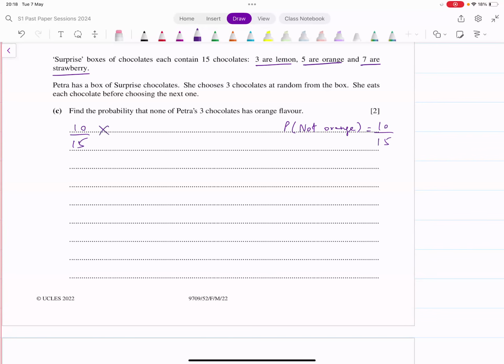That's the probability the first time. And then the second time, how many chocolates does she have left that are not orange? 9 out of how many? Out of 14. And then the next time, 8 out of 13. And that should give you the result. Okay, what do we get from this?